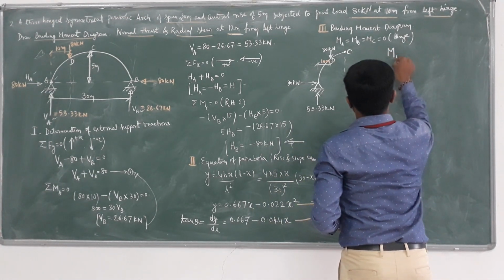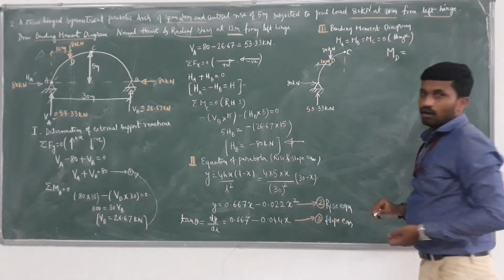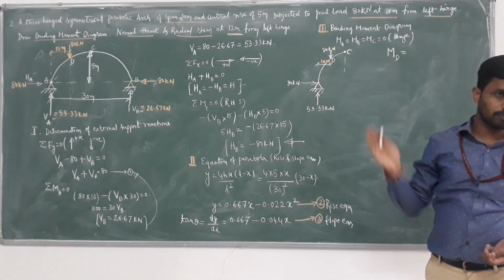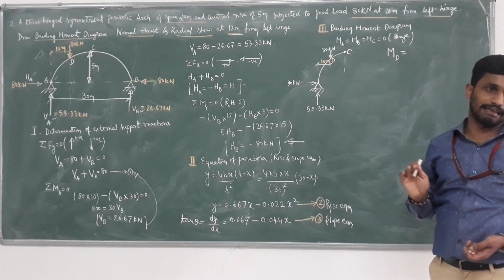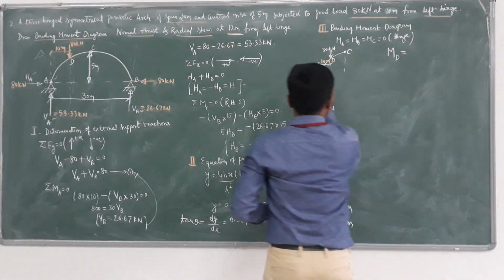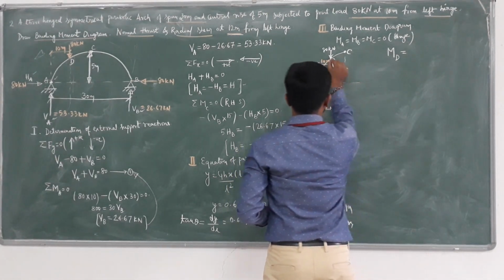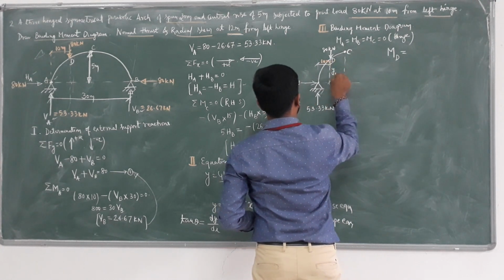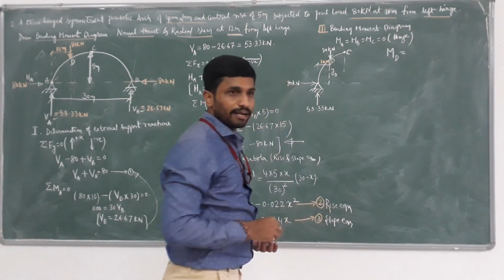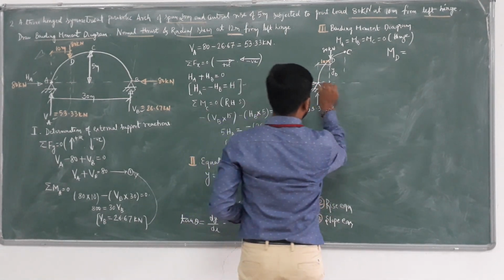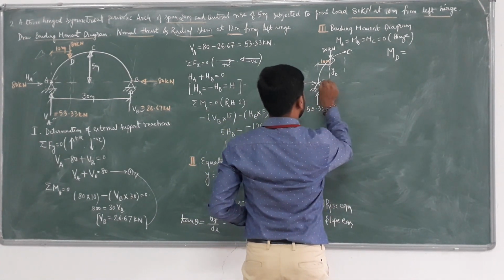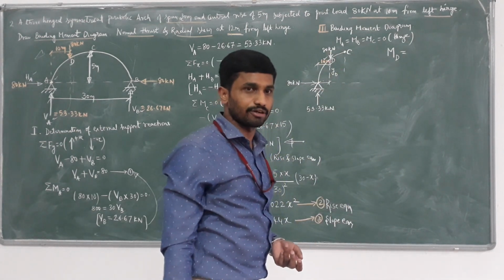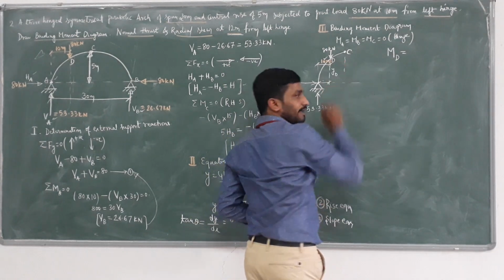So I want to compute the moment at D. I am considering the left to right section, therefore clockwise positive, anti-clockwise negative. But if you take this section, I don't know this value YD. XD I know, it is 10 meter, but I don't know Y.